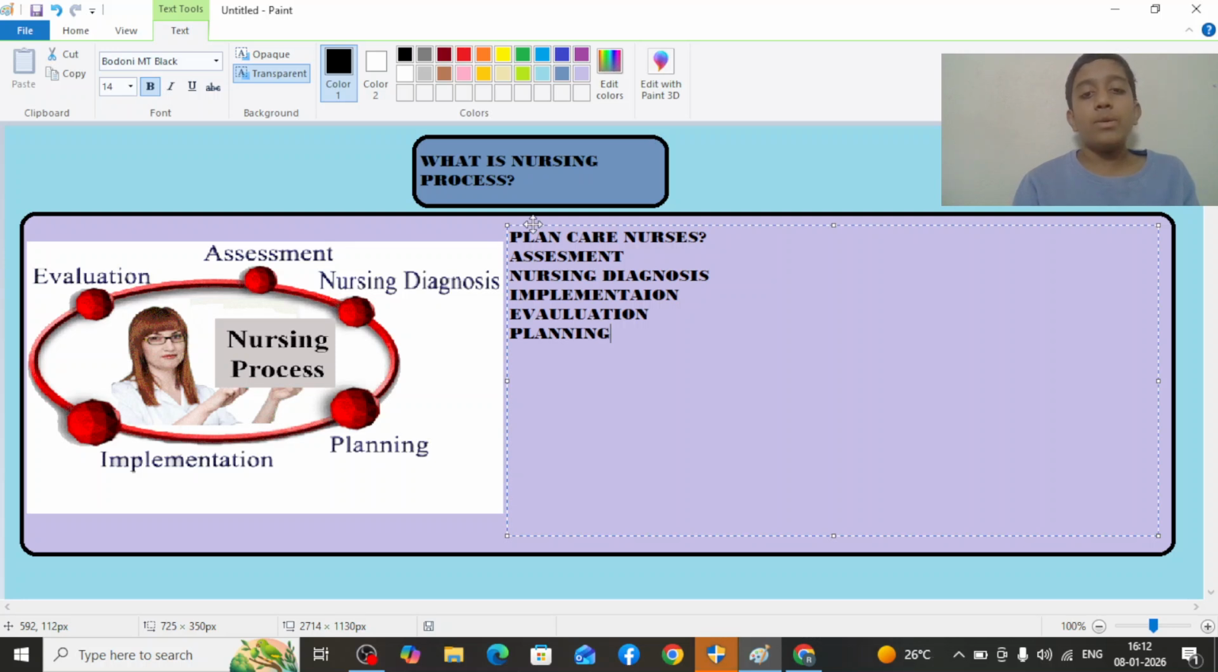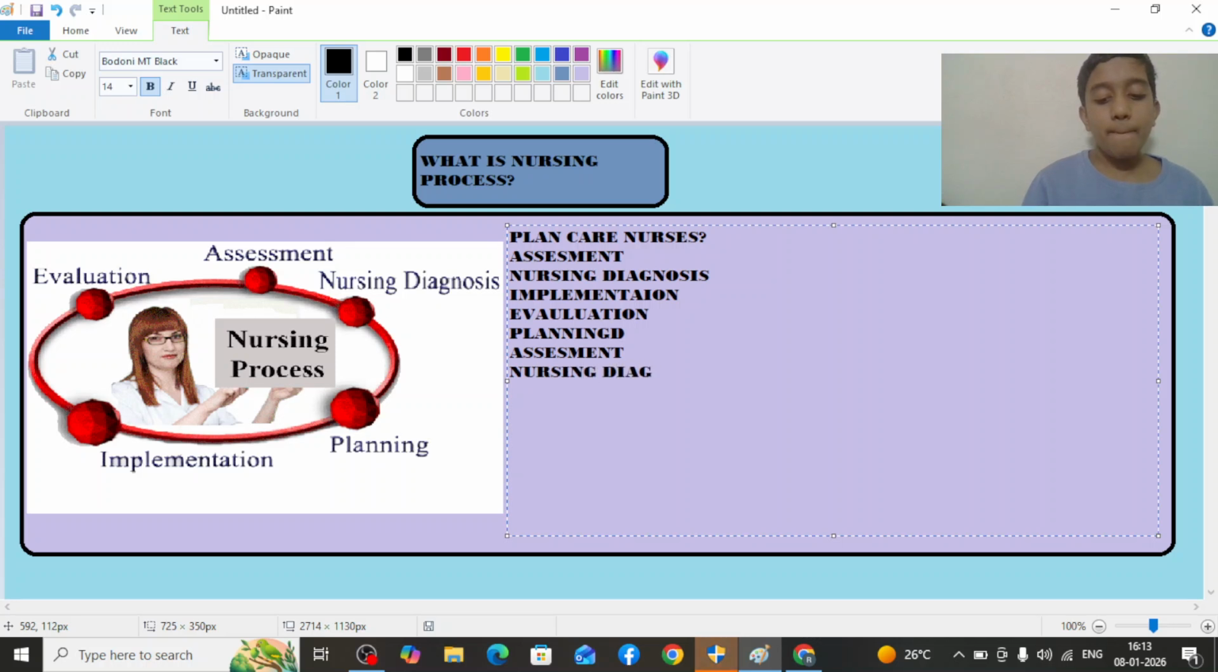Now, we are going to learn about the care plan. What is the care plan? The care plan has assessment in it, the nursing diagnosis, expected outcomes, interventions, evaluations.